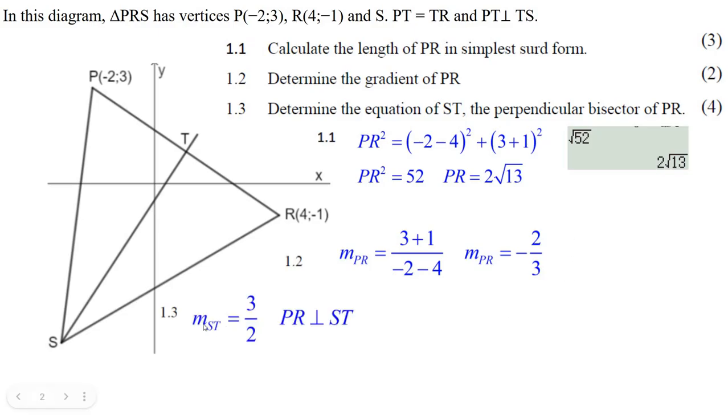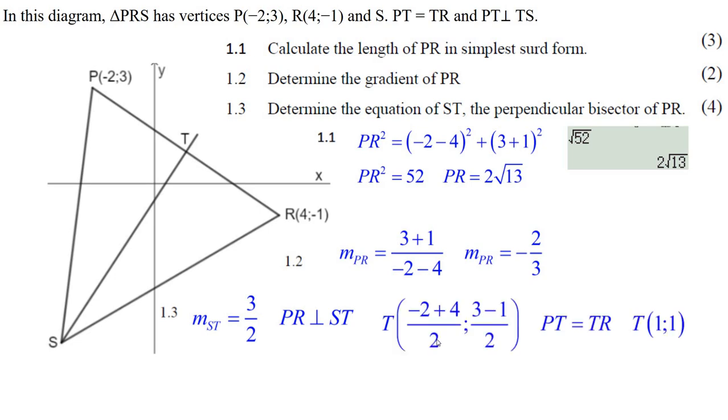Well, those are the two things you do. The gradient of ST must be 3 over 2 because PR is perpendicular to ST. But T is in the middle of P and R. It's a midpoint because they said it was a bisector. That means it's in the middle. So you go minus 2 plus 4 over 2, you get 1. 3 minus 1, 3 plus negative 1 divided by 2. Add the two y values, divide by 2, add the two x values and divide by 2, and we get the midpoint, which is 1 and 1.